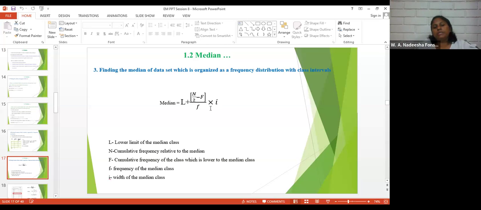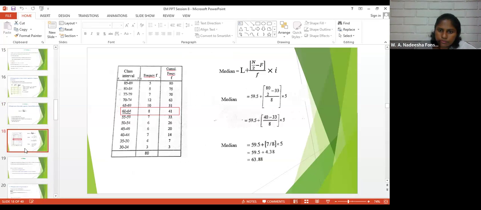I told you the better method is to write those equations on a separate paper and then do exercises by looking at these things. This is how we calculate the median value in the class interval.